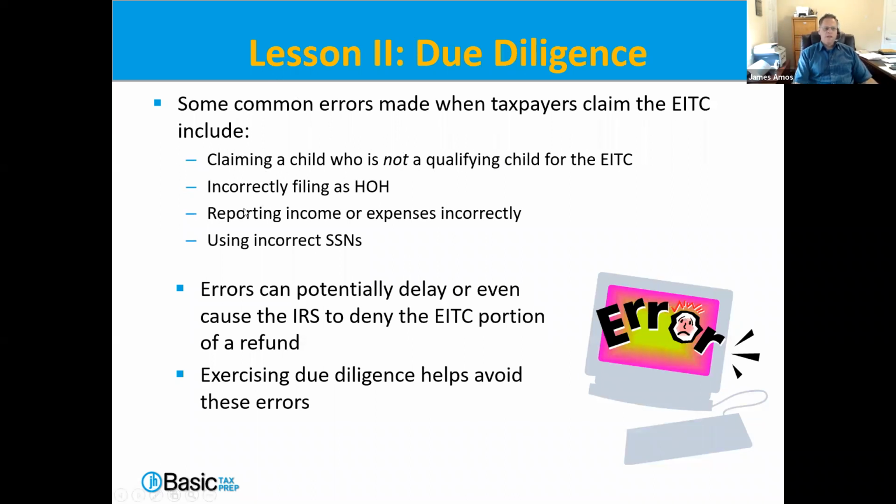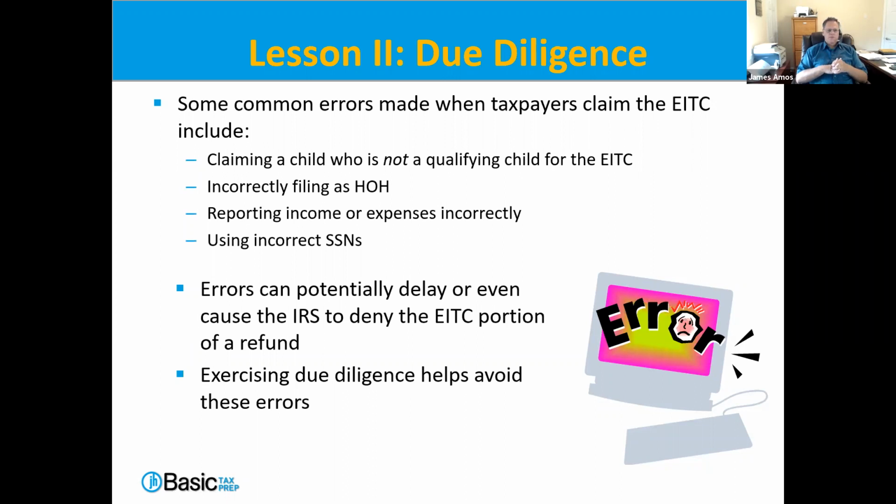Another one when claiming EIC is incorrectly filing head of household. Did you know somebody might not be head of household, but could still claim earned income credit? Remember, the rules for head of household are different than the rules for claiming earned income credit. For head of household, among other things, you had to have provided more than half the cost of supporting the household. There are situations where you and your child might be living with somebody else and you're not paying more than half the cost of supporting the household, but you can still claim earned income tax credit.